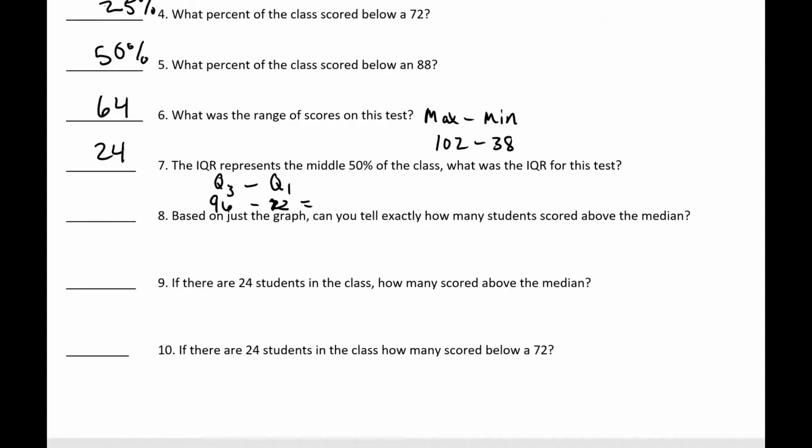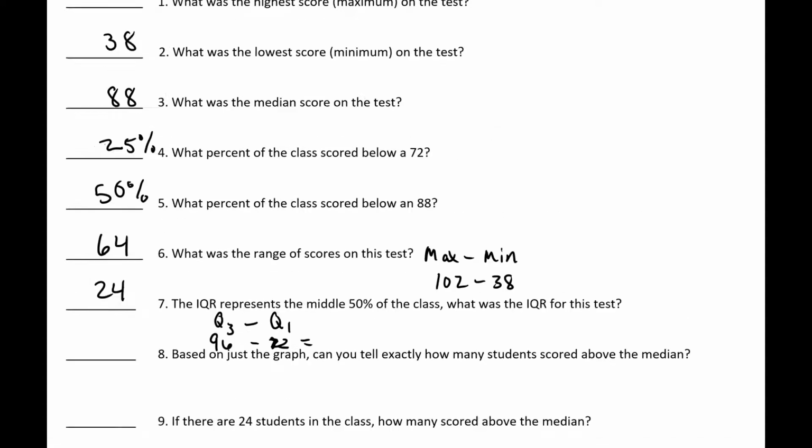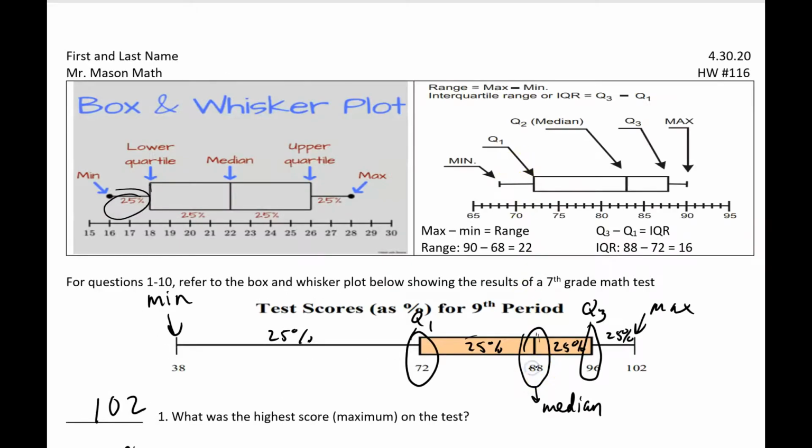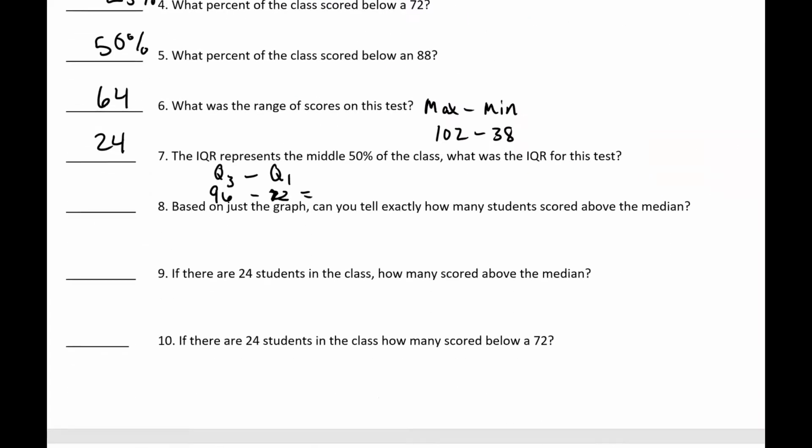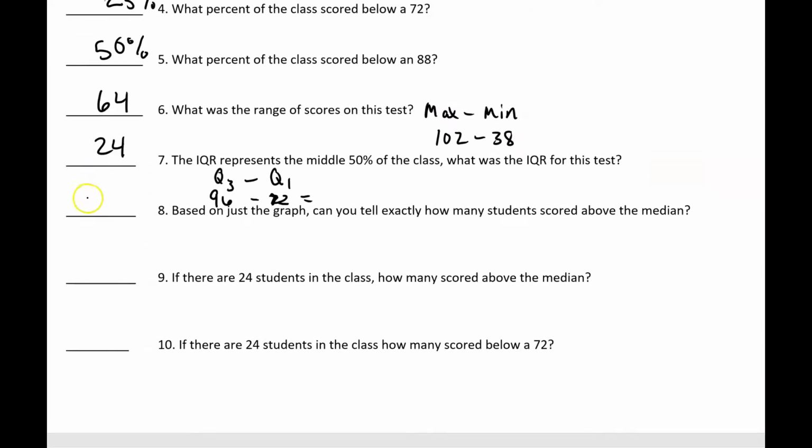Now, based on just the graph, can you tell exactly how many students scored above the median? Well, here's the median right here at an 88. We know that somebody scored a 102, and we know that 25% scored a 96. So we know that 50% scored above the median, but exactly how many students? Can I give you a number? No. I can only give a percent based on the information. You're going to copy that down as well.